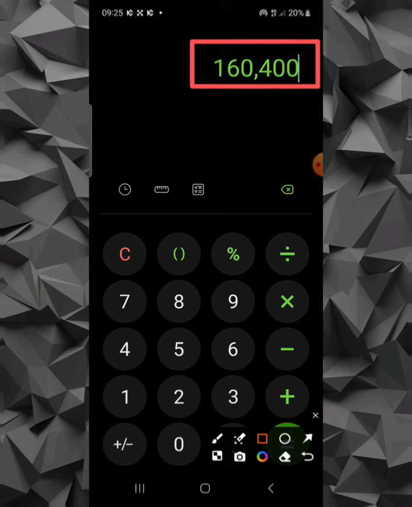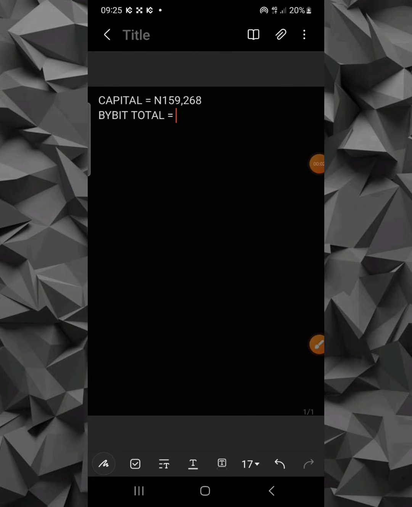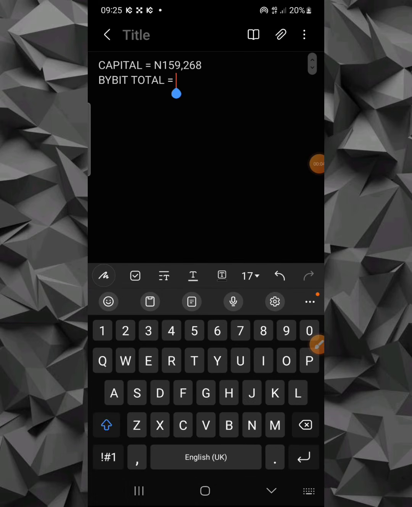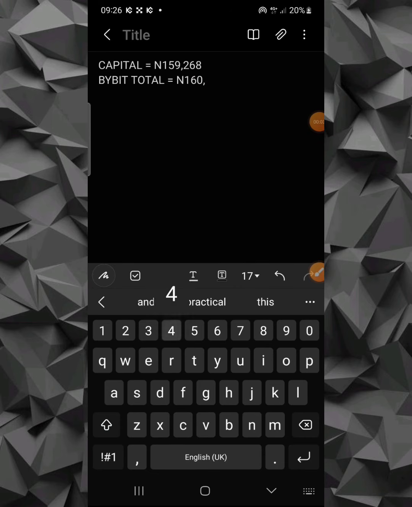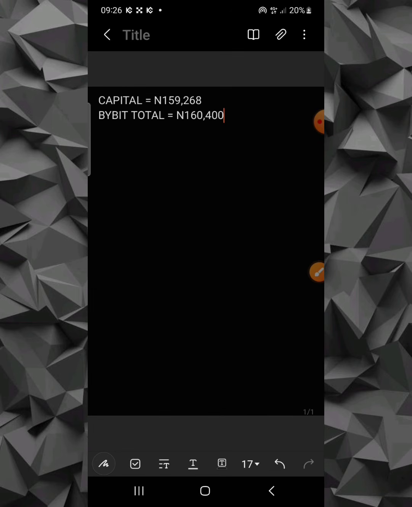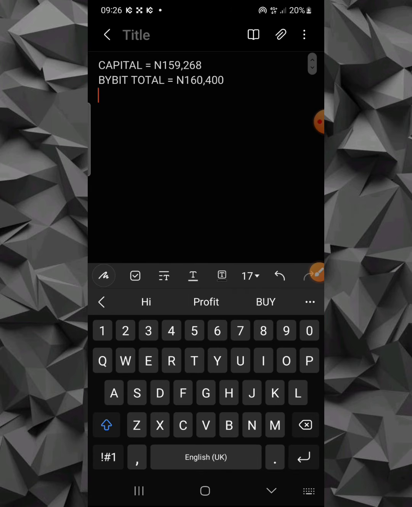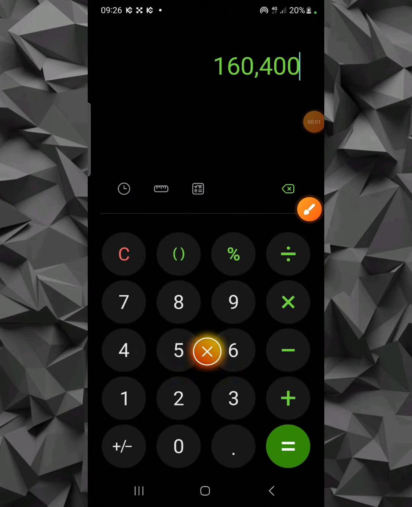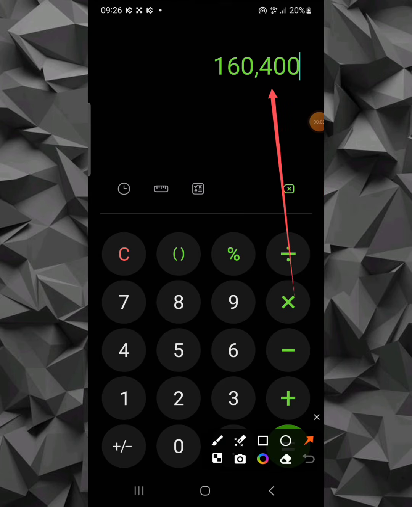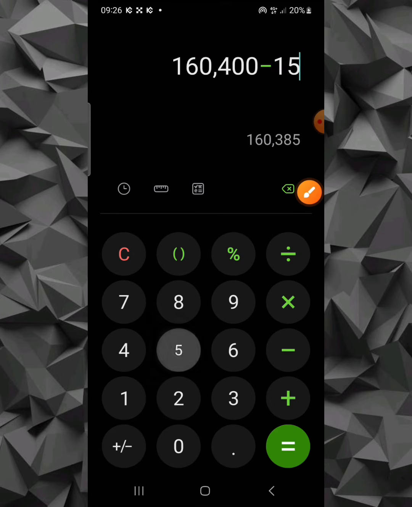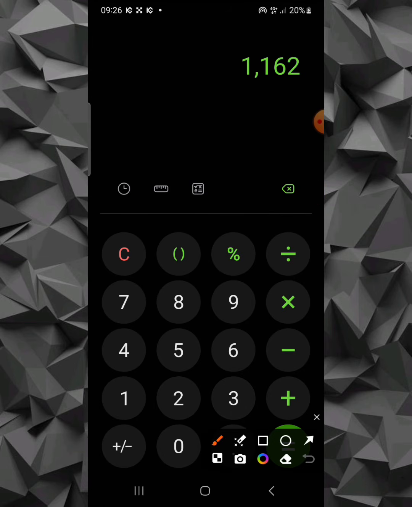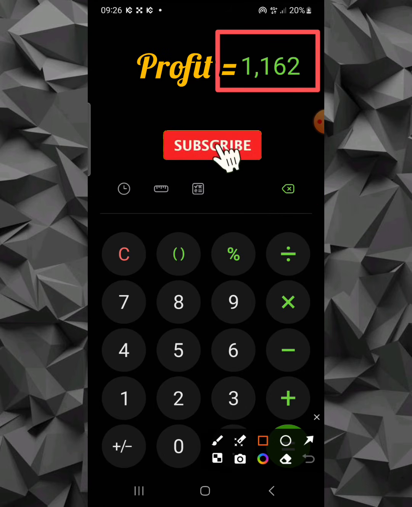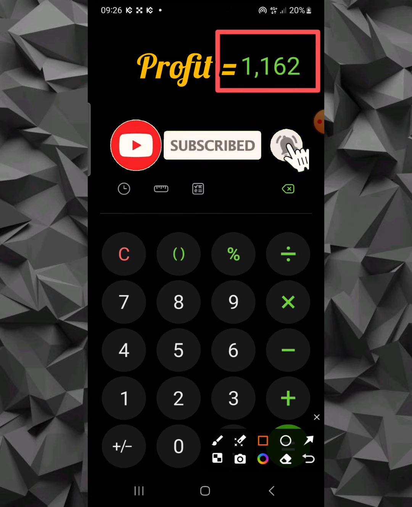So let's jot this down as the total amount you are getting from ByBit, okay? 160,400 naira. Now let's do the basic calculations and find the main profit. So you just subtract this from this, okay? We're subtracting this from the capital of 159,238. You guys can see you're going to be getting back a total of 1,162 naira as the profit once you are selling on ByBit.